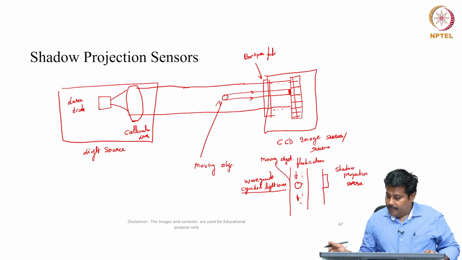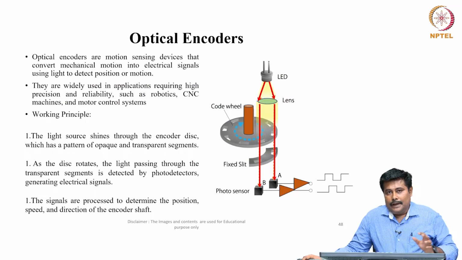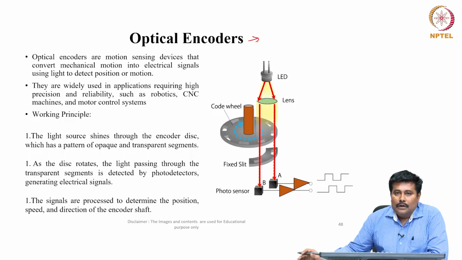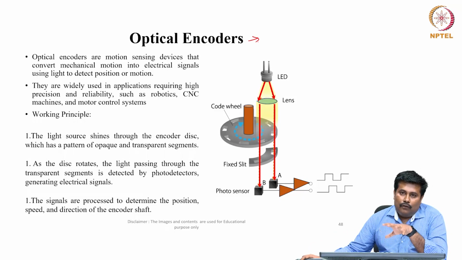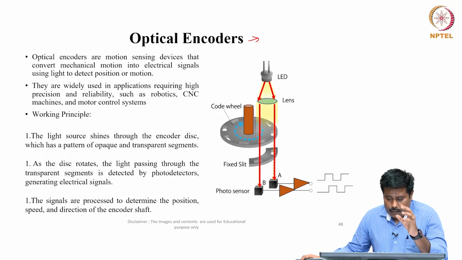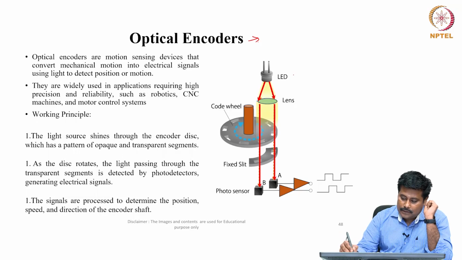Okay. Now, let us discuss the next configuration, which is called optical encoders. These optical encoders are efficiently used for measuring the RPM or the angular position. If we see the overall construction of it, these optical encoders comprise a light source.